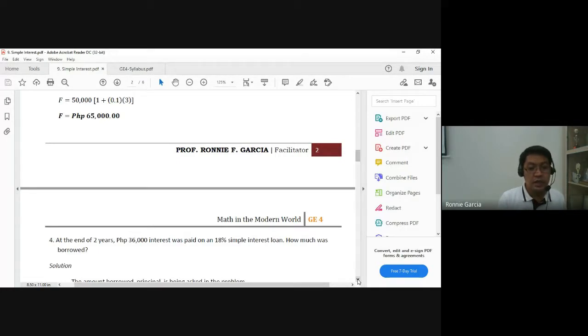Let's have number 4. At the end of 2 years, 36,000 pesos interest was paid on an 18% simple interest loan. How much was borrowed? So I will give you time to analyze and solve. If you have the answer, please send your answer in our chat box.